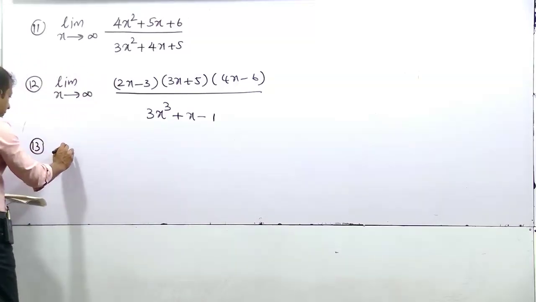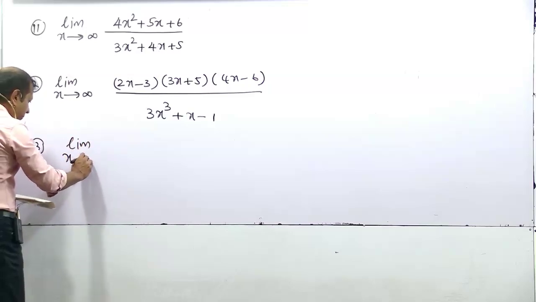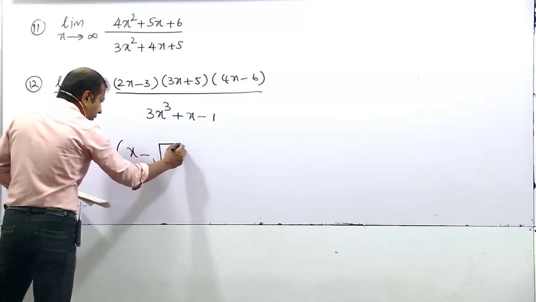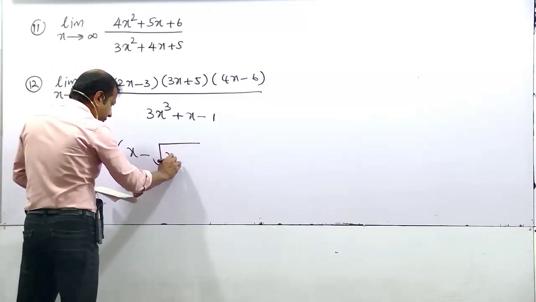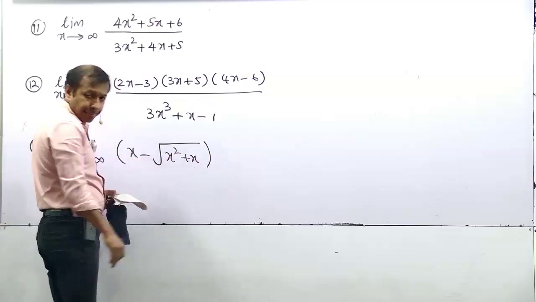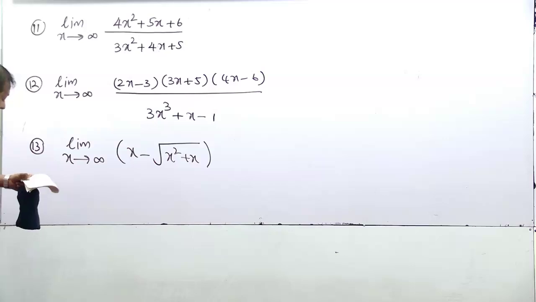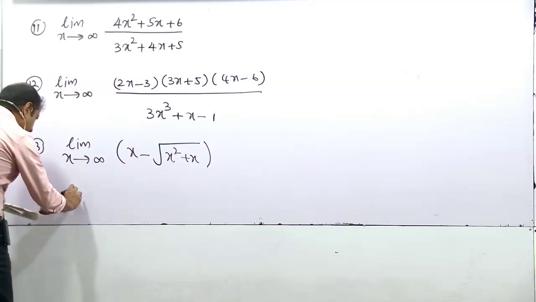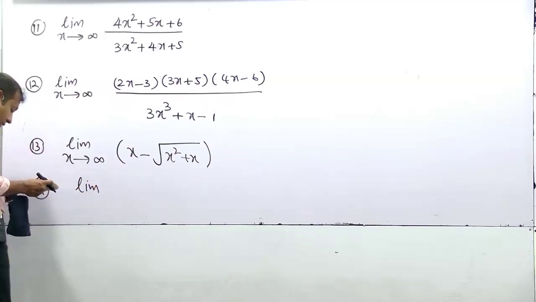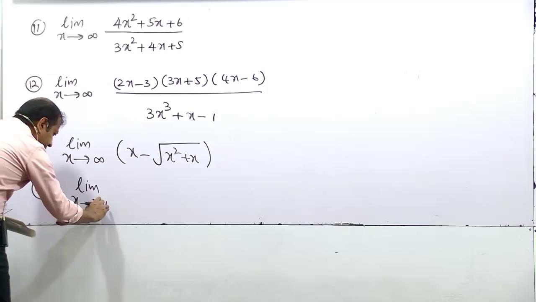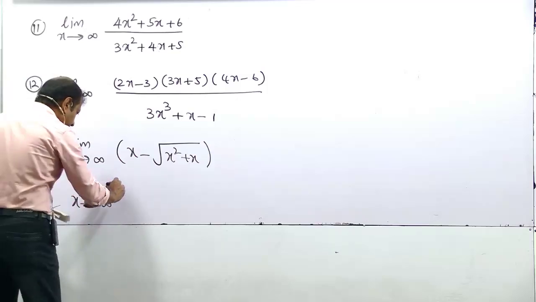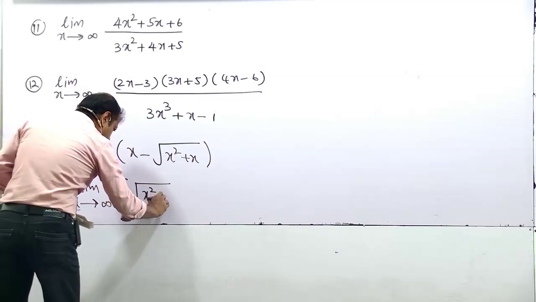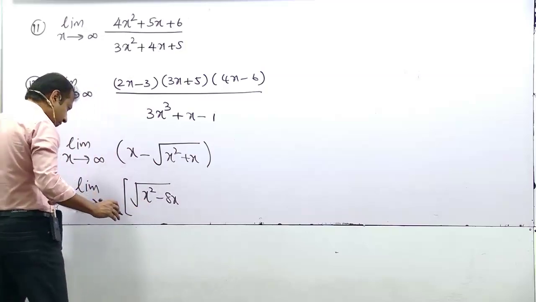13. Our limit x approaches infinity, x minus square root of x squared plus x. Number 14, the last one, ahead of this all. Limit x approaches infinity, square root of x squared minus 8x plus x.